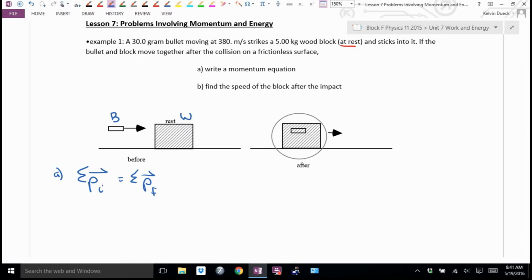Okay. Do you remember what momentum is? Momentum is what times what? Okay, I'm going to take a little shortcut, and I'm going to then say it's mass of the bullet, velocity of the bullet, and initial. Is that okay?